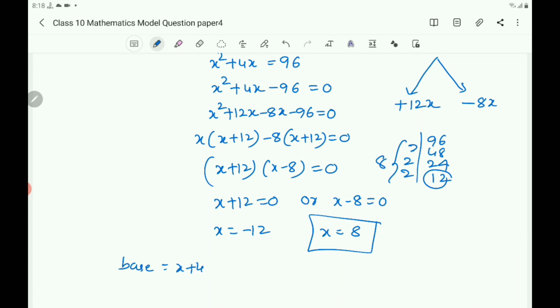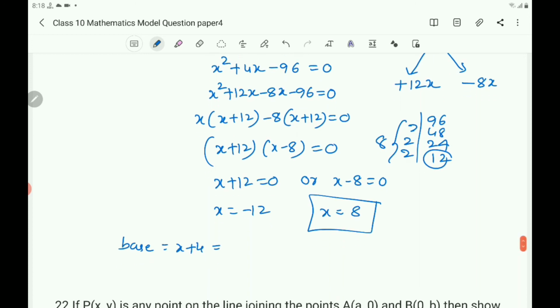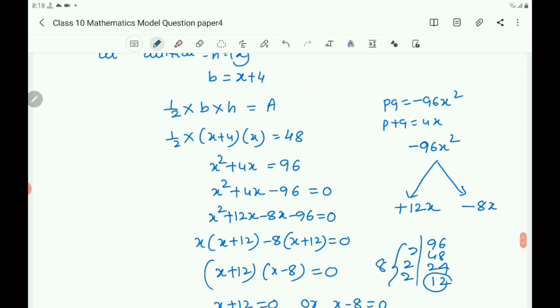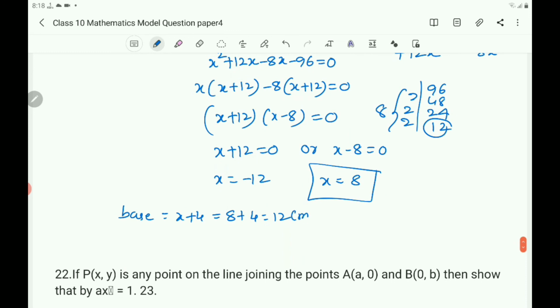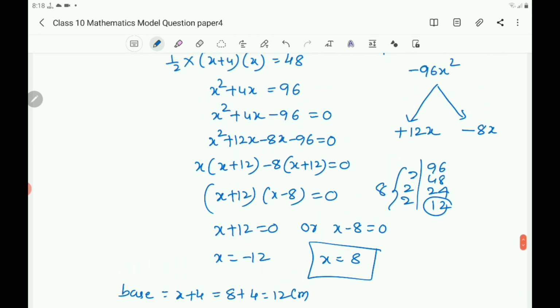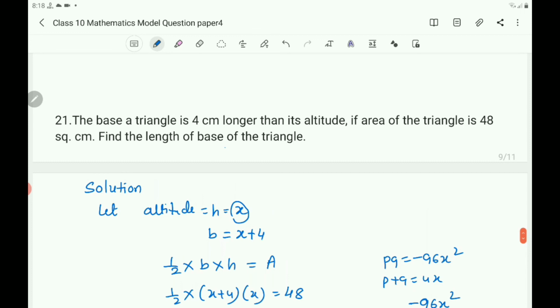X plus 4, that equals 8 plus 4, that equals 12 centimeter. 12 centimeter. So you got the base of a triangle is 12 centimeter. Base of a triangle is 12 centimeter.